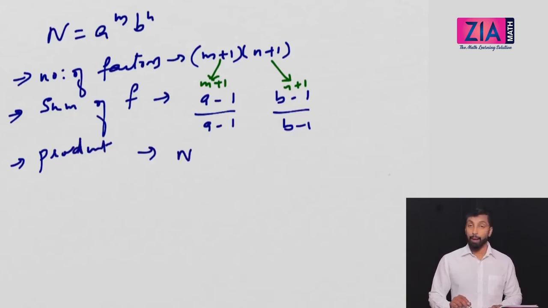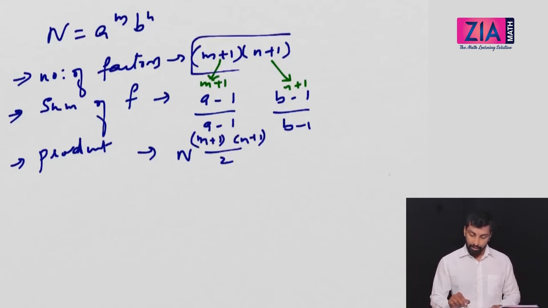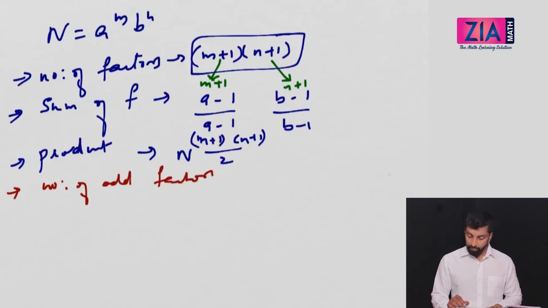Then we have seen the product of factors, right? So that is nothing but the number raised to (m plus 1) into (n plus 1) divided by 2. That is nothing but the number of factors, right? Then we have seen how to find the number of odd factors. What you will do? You will remove the 2. Then you can apply the formula of number of factors.